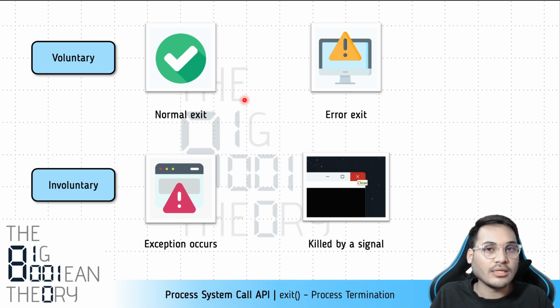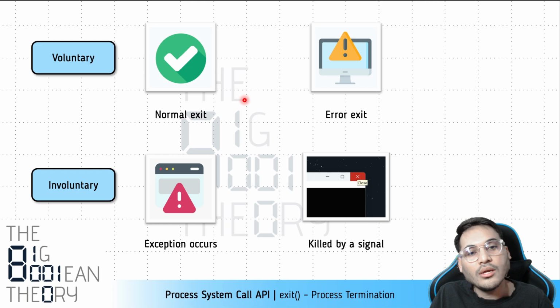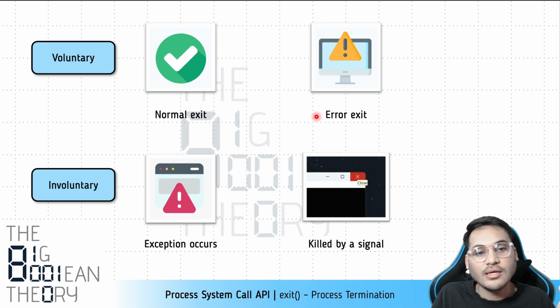And in this case, the important thing is that the termination is voluntary in nature. It is requested by the process only, right? Another example of voluntary termination is that the process, let's say, encounters some kind of error, and since an error has occurred, it cannot proceed, so it will terminate.